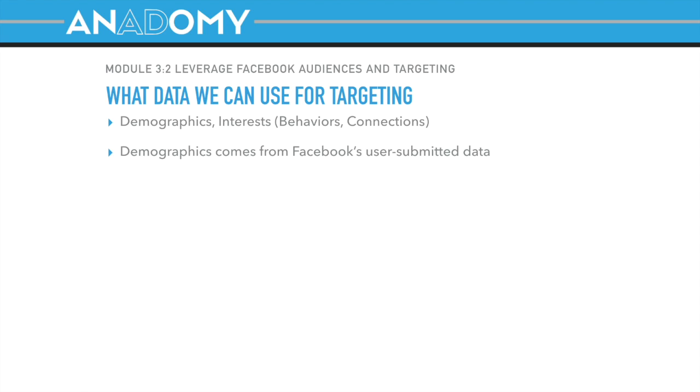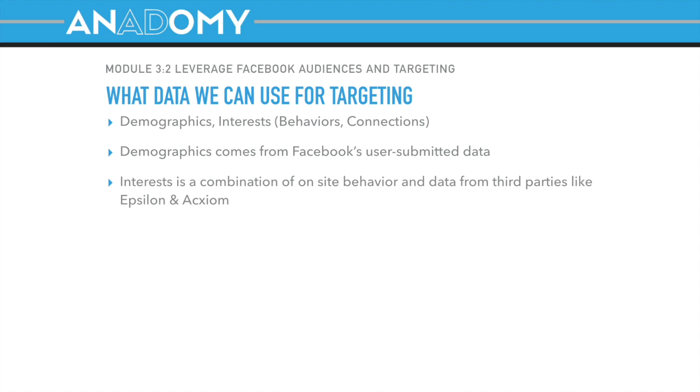Now, demographics comes directly from Facebook's user-submitted data. When you create a profile, you have to put in things like where did you go to college, where do you live, when is your birthday. Even after you've created a Facebook profile, you can put in that you've moved or that you're visiting a certain location. Facebook knows all of this information about you, and that's inside of the demographics portion. The other portion is interests.